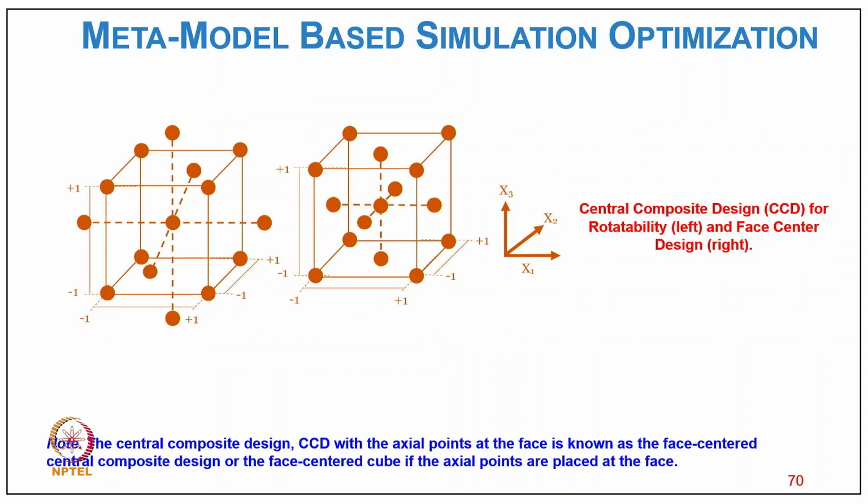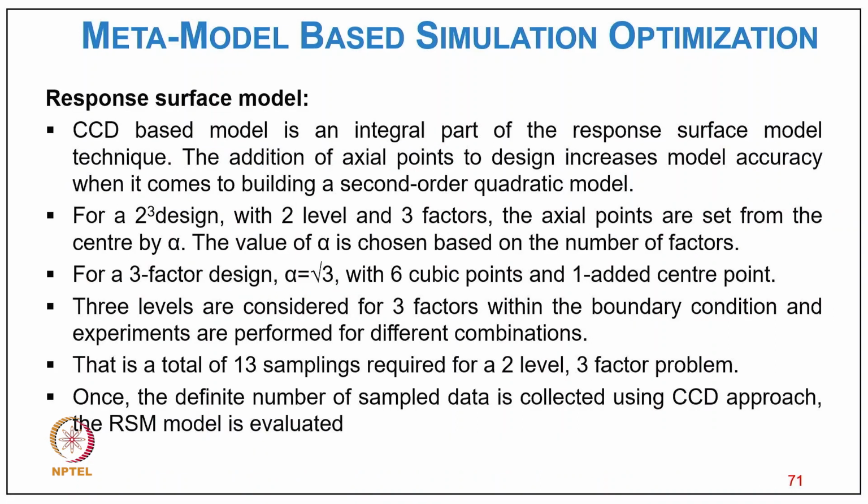So here, typically in the figures, is the central composite design CCD for rotatability on the left side and face centered design on the right side. Here, typically to note, the central composite design CCD with axial points at the face is known as a face centered central composite design, or the face centered cube, if the axial points are placed at the face.